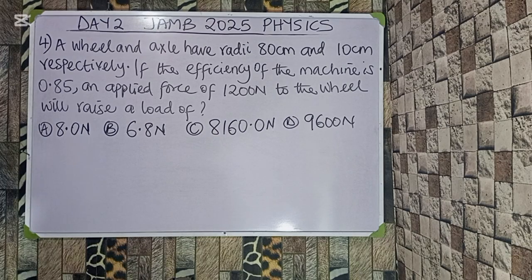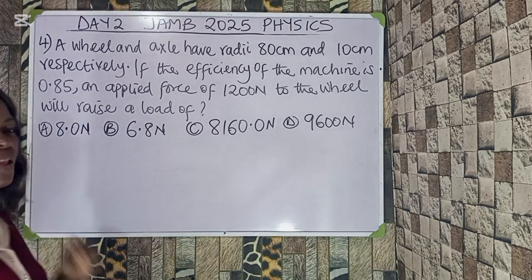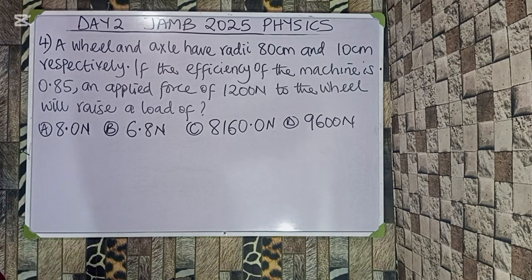Question 4. A wheel and axle have radii 80 centimeters and 10 centimeters respectively. If the efficiency of the machine is 0.85, an applied force of 1200 Newton to the wheel will raise a load of what? Option A 8.0 Newton. Option B 6.8 Newton. Option C 8160 Newton. Option D 9600 Newton. Now for us to solve this, let us set our parameters, okay?